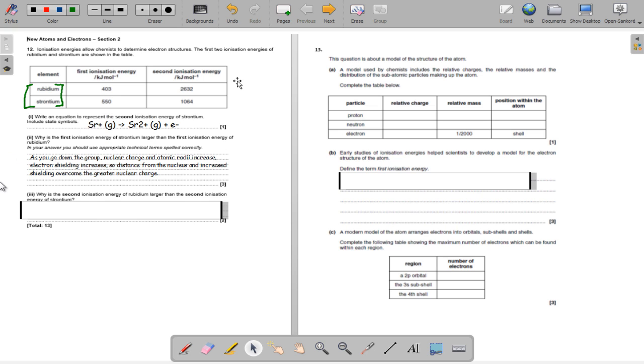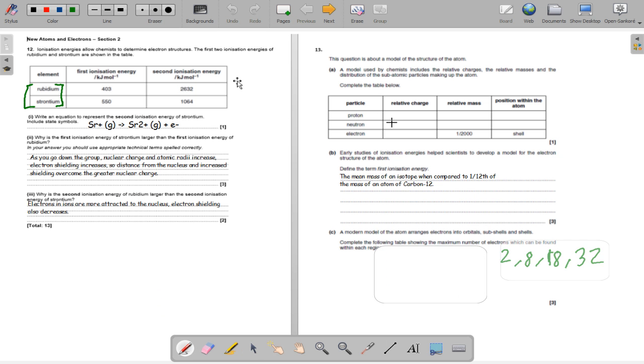And why is the first ionization energy of strontium larger than the first ionization energy of rubidium? The answer is, as you go down the group, nuclear charge and atomic radii increase. The electron shielding increases, and so distance from the nucleus and increased shielding overcome the greater nuclear charge. 2 marks for that explanation, and 1 mark for spelling electron shielding and nuclear charge correct, I believe. And for part 3, electrons in ions are more attracted to the nucleus, and electron shielding also decreases.